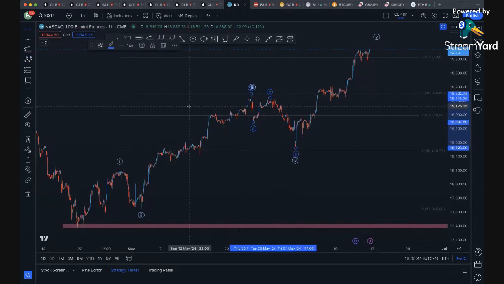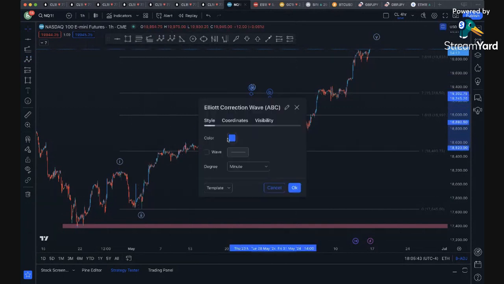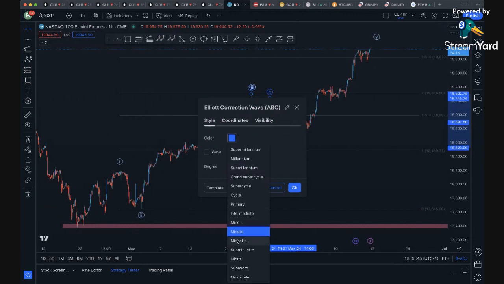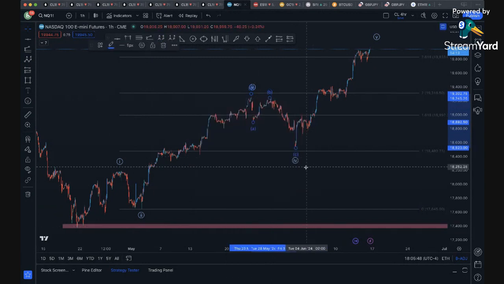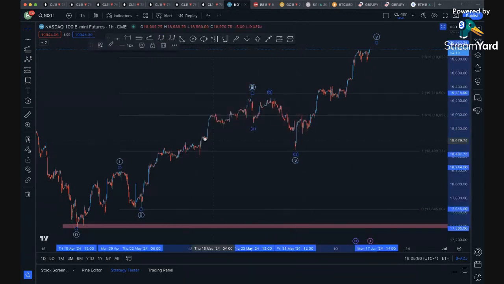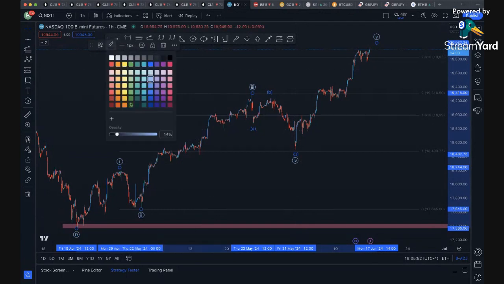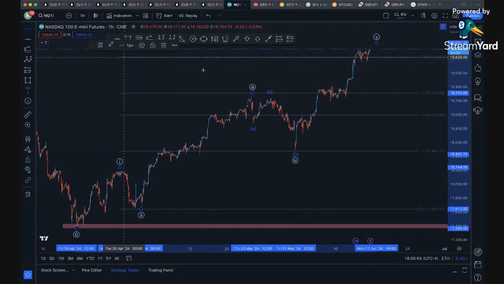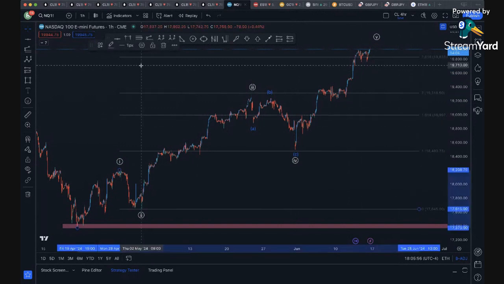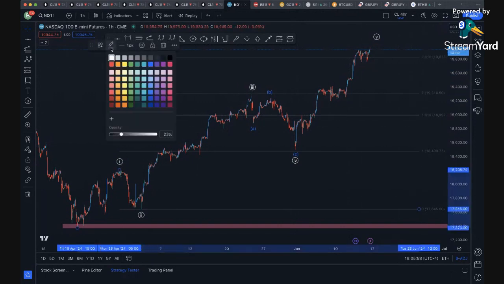I like to keep my colors a little bit separated just for clarity and to avoid confusion. Because my fibs are white for this entire move that I'm measuring, I'm going to go ahead and have the labels match the color of the fibs just to keep it simple.